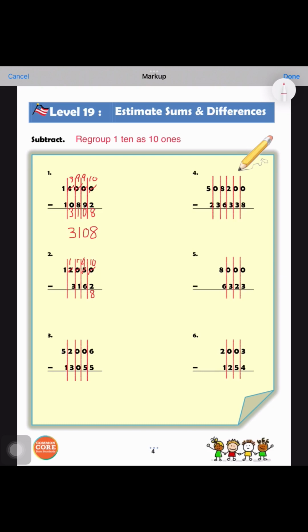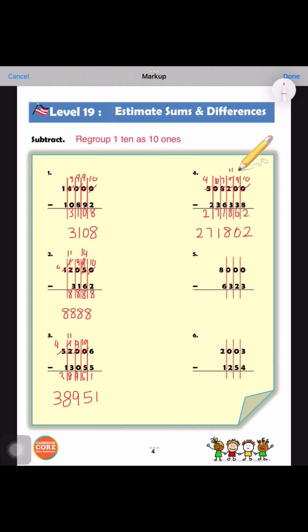1,000s to 10 hundreds, and also 100s to 10 tens. So 14 minus 6 equals 8. So 900 minus 100 equals 800. 1,000 is not enough to minus 3,000, so we regroup from 1 ten thousand. And the final answer will be 8,888. Let's complete question 3 to question 6 together.